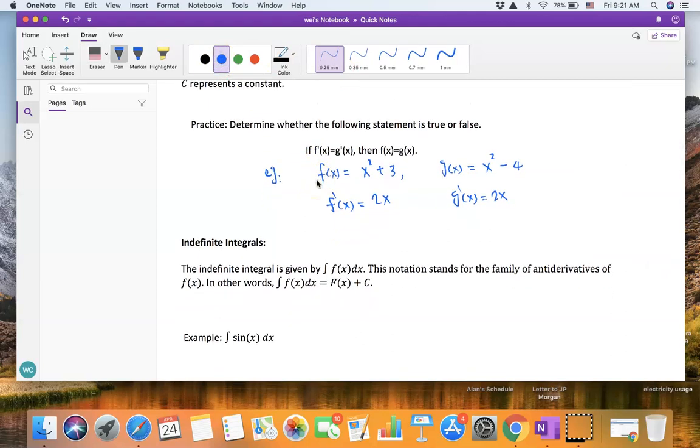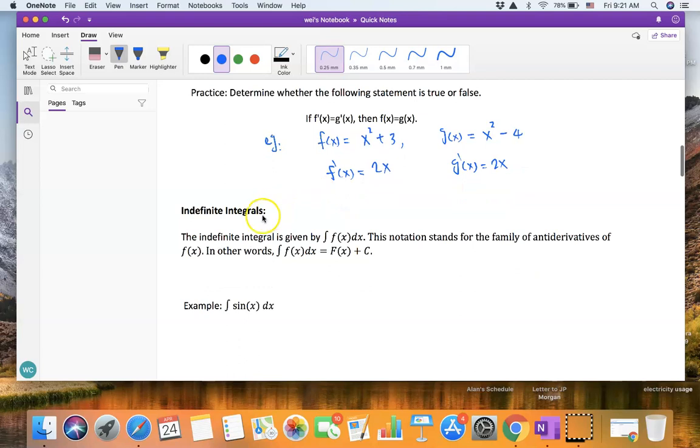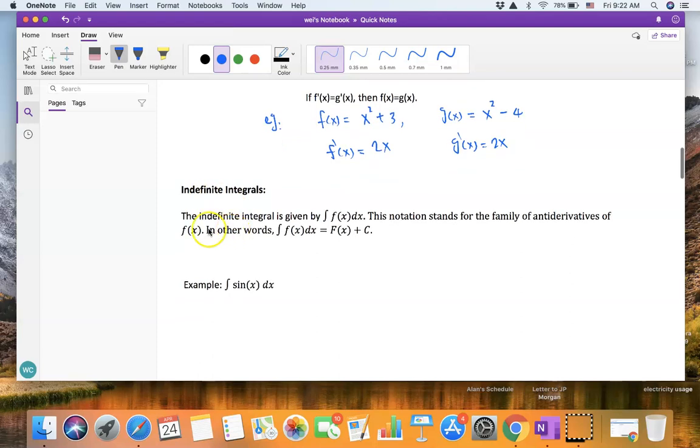Okay, now after we see what an antiderivative is, let's take a look at what the indefinite integral is. The indefinite integral we write this way. We use this symbol, which is the symbol for integral. Now the notation stands for the family of antiderivatives of a function f(x).